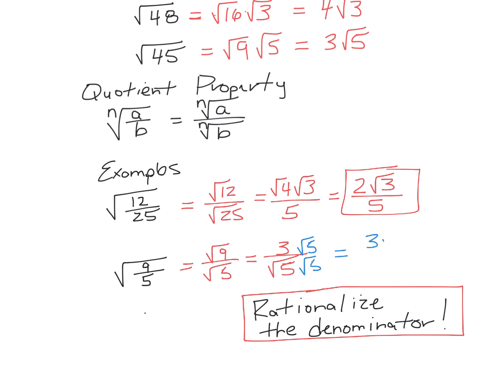That means I'm going to multiply the top and the bottom of this expression by the root of 5. So on the top I'd have 3 root 5. On the bottom I have root 5 times root 5, which is root of 25, which comes out to be 5. So that is a way to get rid of that radical in the denominator, called rationalizing the denominator.